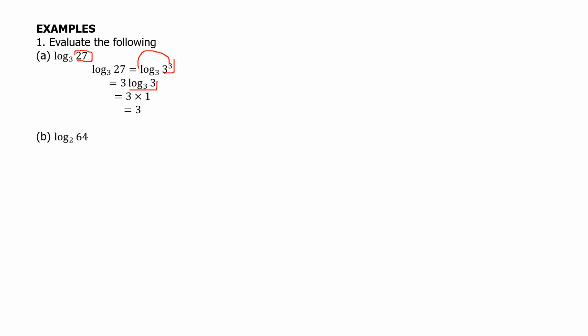When we go to part B, we are going to do the same thing. We are going to prime decompose the 64. 64 is the same as 2 power 6. Then the 6 is going to somersault there. So that is going to be 6 times log of 2 base 2. Then log of 2 base 2 is going to become a 1. Then we multiply that 1 by a 6 to have the answer as a 6.